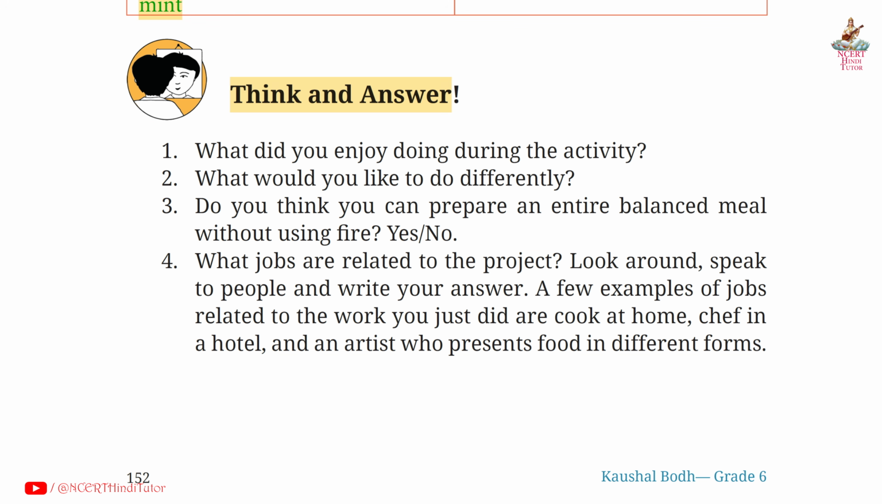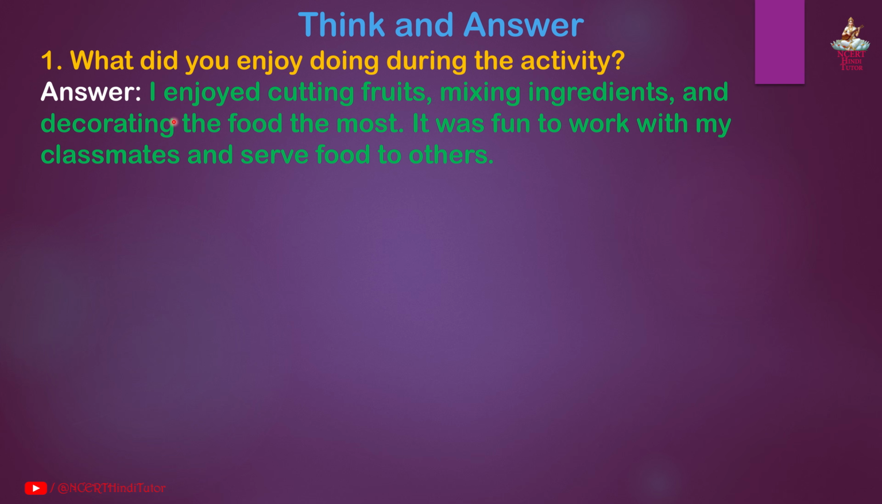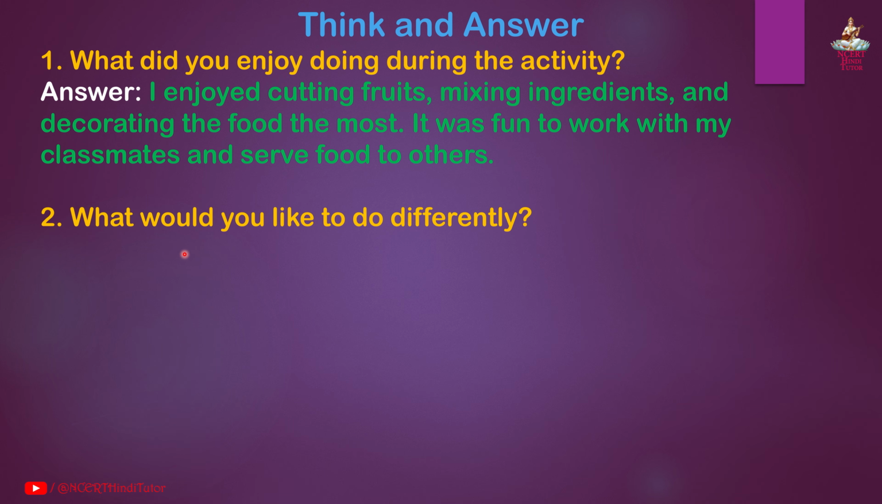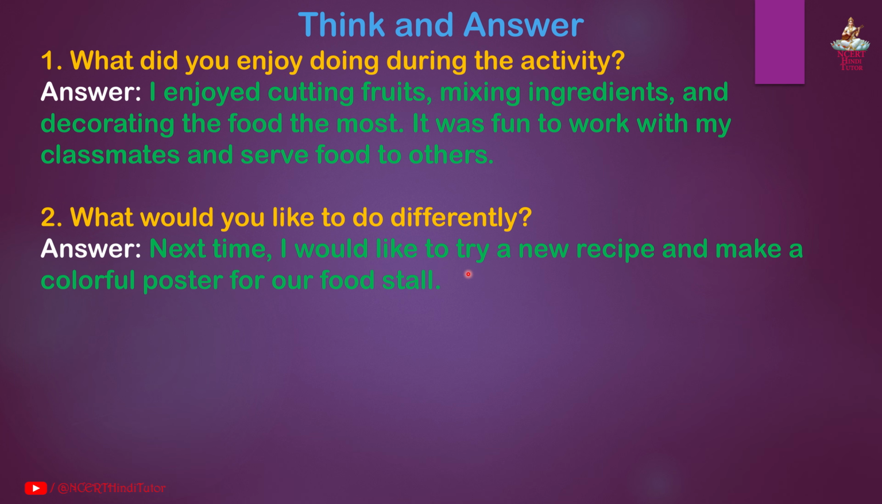Next, think and answer. Question 1. What did you enjoy doing during the activity? Answer: I enjoyed cutting fruits, mixing ingredients, and decorating the food the most. It was fun to work with my classmates and serve food to others. Question 2. What would you like to do differently? Answer: Next time I would like to try a new recipe and make a colorful poster for our food stall.